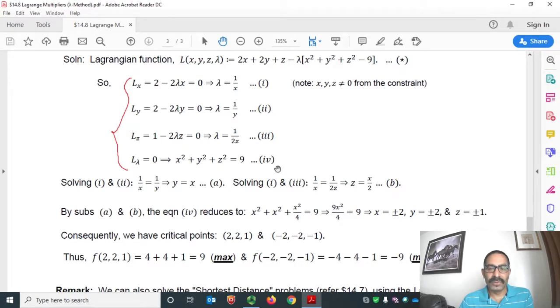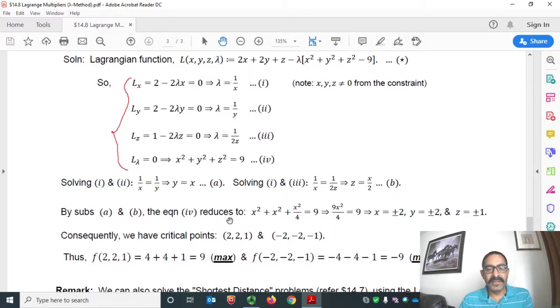So now our goal is to solve this system of equations and find the values of x, y, and z. Again, we don't care about the lambda value. Solving first and second, same lambda, equate 1 over x equals 1 over y. This implies y equals x, equation A. Solving first and third, again same lambda, equate 1 over x equals 1 over 2z. This gives z equals x over 2, equation B. Then substitute those values of equations A and B into equation IV.